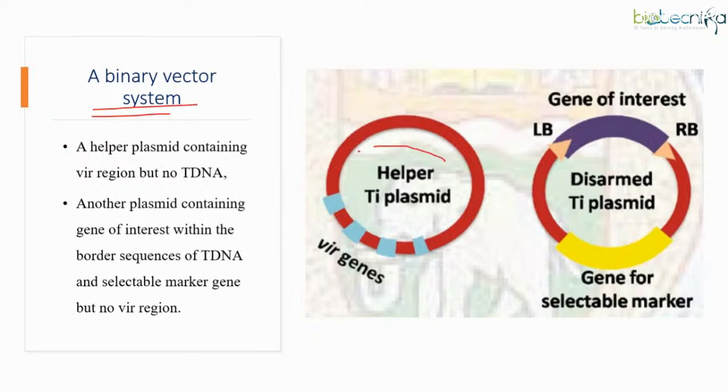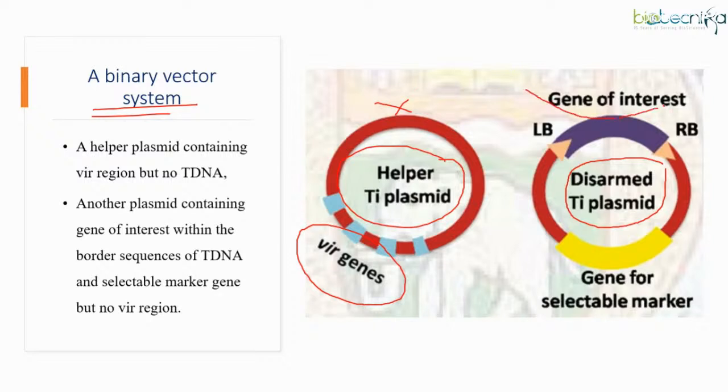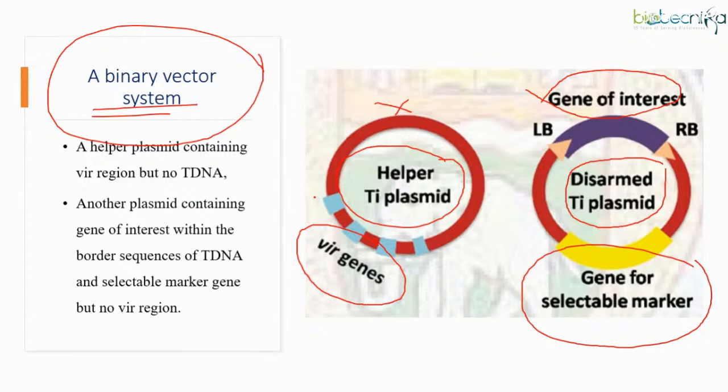One we call a helper Ti plasmid. Another one we call a disarmed Ti plasmid. Helper plasmid means what? It will contain only the virulence region. There won't be any tDNA region present. Similarly, the disarmed Ti plasmid will contain the gene of interest between the LB and RB, and there won't be any virulence genes. Instead of that, selectable marker genes will be there. So since we are using 2 plasmids for gene transformation, we call it a binary vector system.